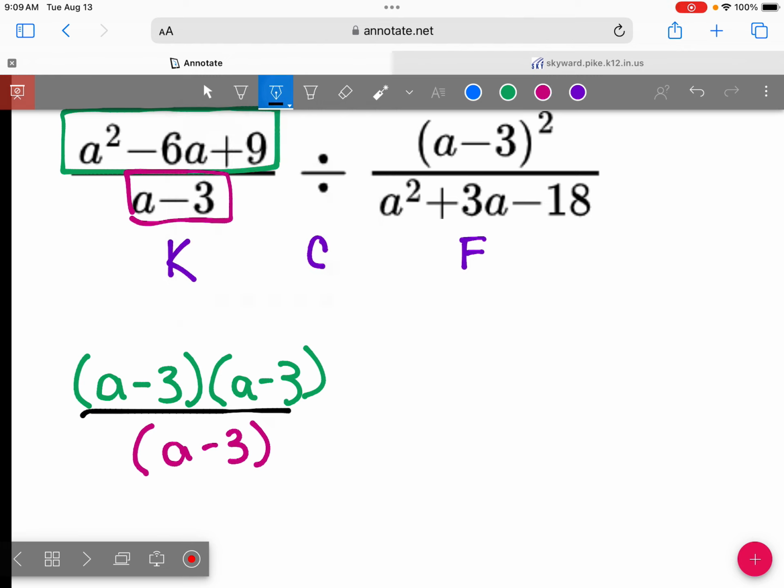So then we are coming through our keep, change, flip. I'm going to change my sign to a multiplication. And when we flip, I take my denominator and it goes to the numerator. So when we put this one in factored form, what are we going to have?